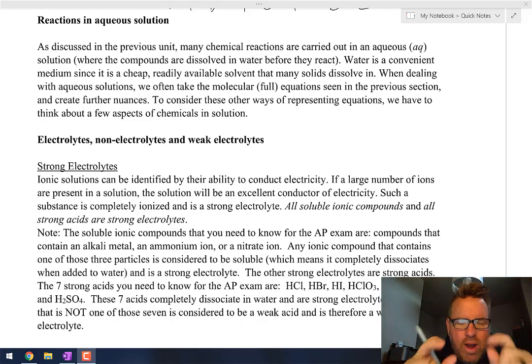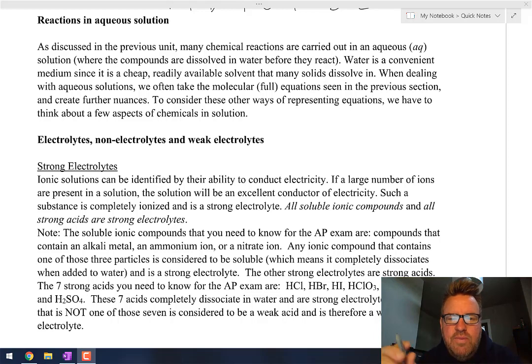Now, what happens when you put some things into water? We already talked about this when we talked about the properties of metallic, covalent, and ionic compounds. You put a covalent compound into water like CO2, it doesn't do anything. It will dissolve to a certain extent, but it's not going to necessarily do anything, okay? It's ionic compounds that really are the ones that are going to do something, okay?